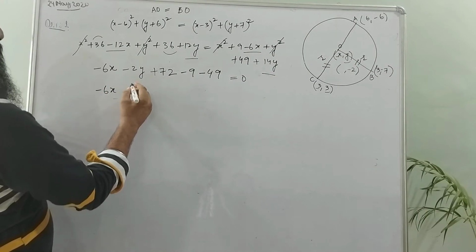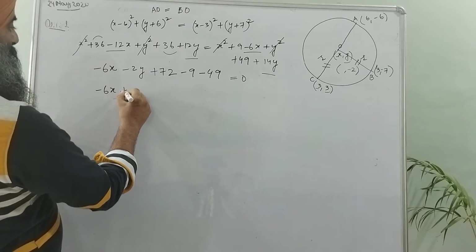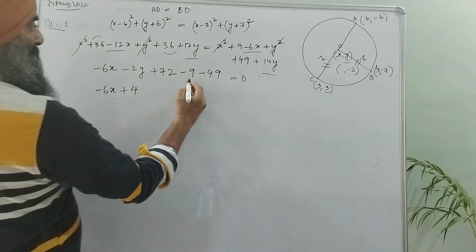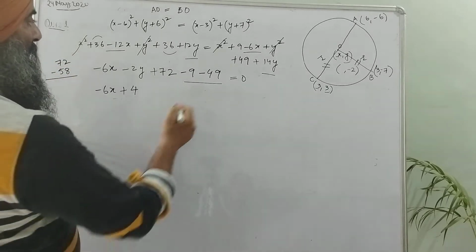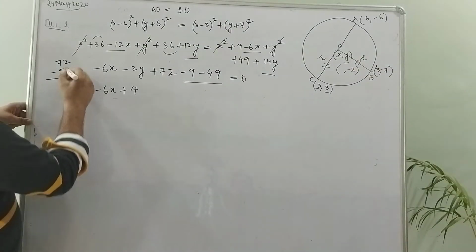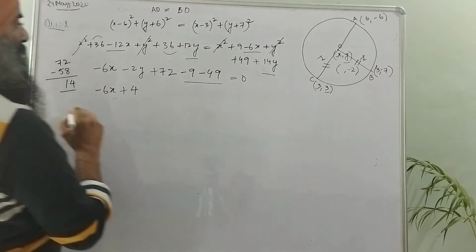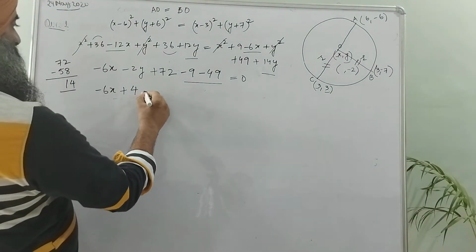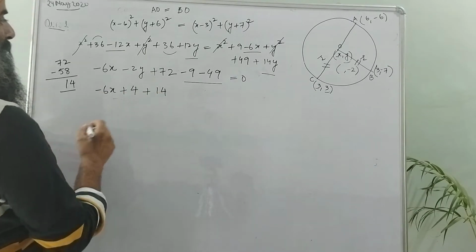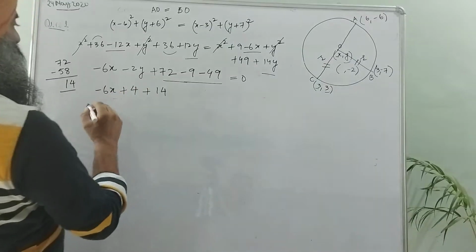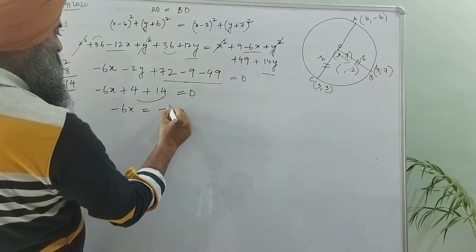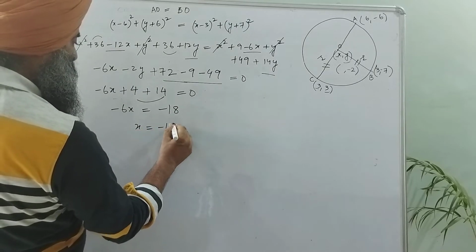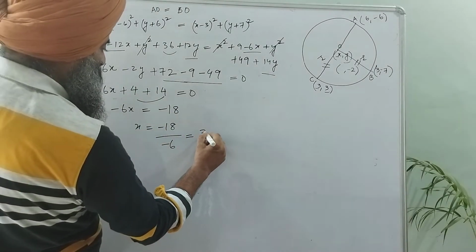Y is minus 2. So how much it becomes? Minus 2 into minus 2 plus 4. Right? So this is how much? 49 plus 9 is minus 58. Then 72. Right? So how much it becomes? So it is 14. Right? So this is plus 14. Am I right, students? This is also done, is equal to 0. We get minus 6x is equal to 14 plus 4 is 8. Minus 18, so x is equal to minus 18 by minus 6, that is equal to 3.